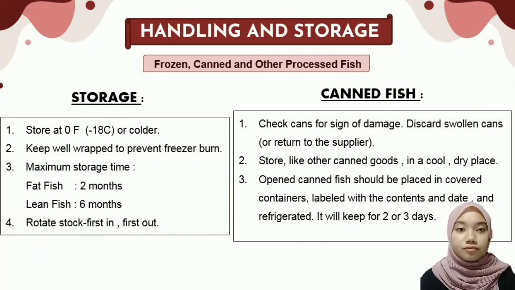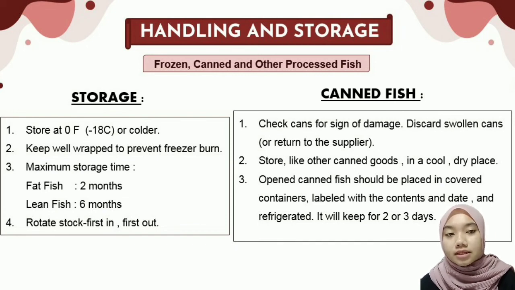Okay, the third point is canned fish. First, check cans for signs of damage. Discard swollen cans or return them to the supplier. Second, store like other canned goods in a cool, dry place. Third, open canned fish should be placed in covered containers, labeled with the contents and date, and refrigerated. It will keep for 2 or 3 days.